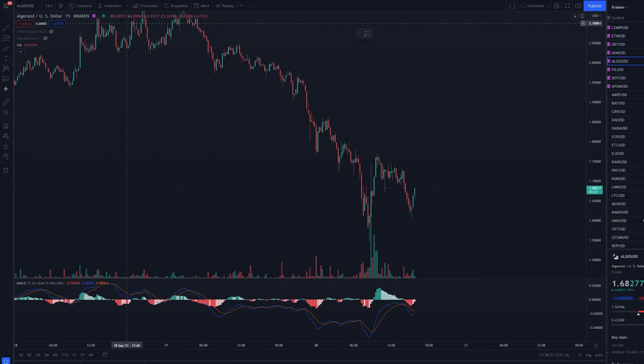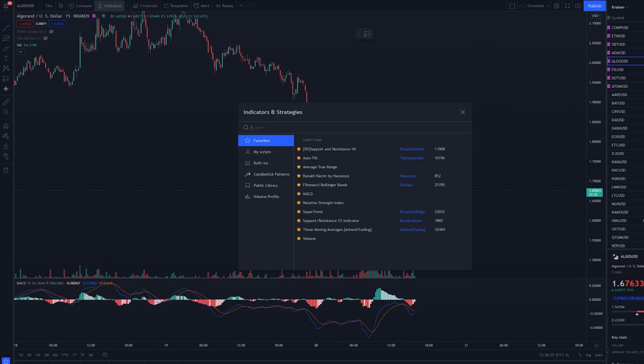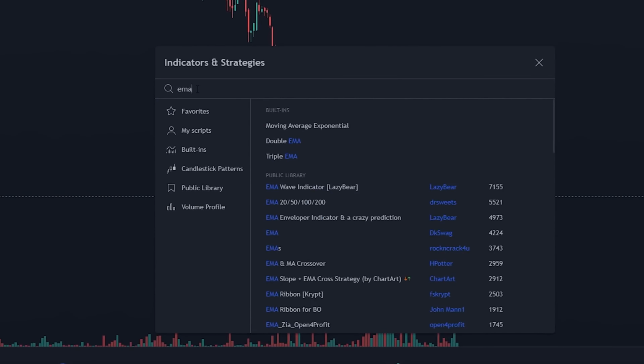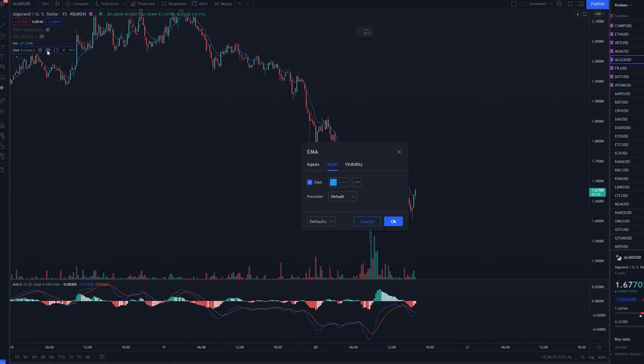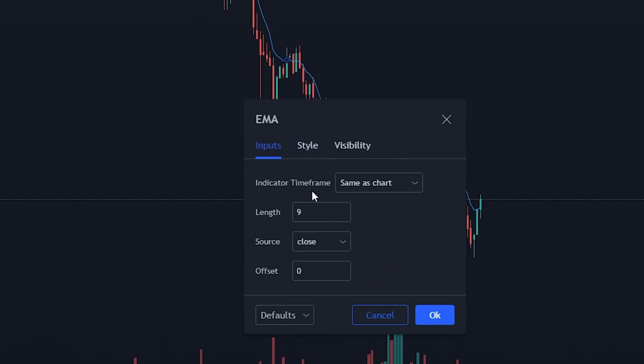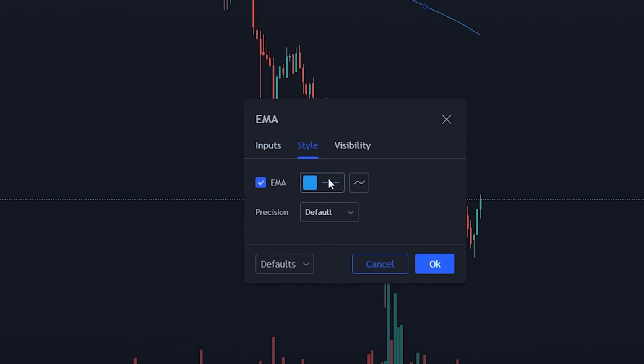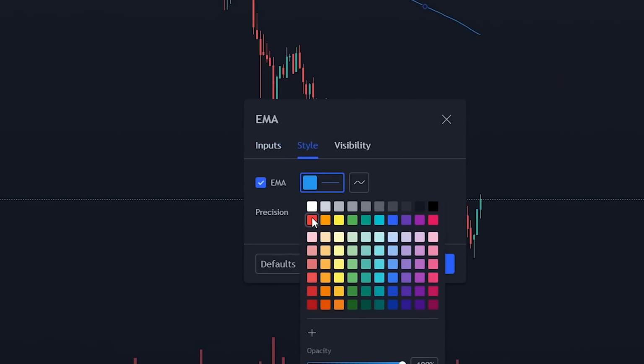Okay, now we can continue. You're going to go to the Indicators tab on TradingView and type in EMA, which stands for Exponential Moving Average, or Moving Average Exponential. Click the top one. Then you're going to go here, click the settings of the EMA, and you're going to go to Inputs and change the length to 200, which is going to make it a 200 exponential moving average. Then you're going to go to Style. And I like to make mine red, but you can make it whatever color you want.